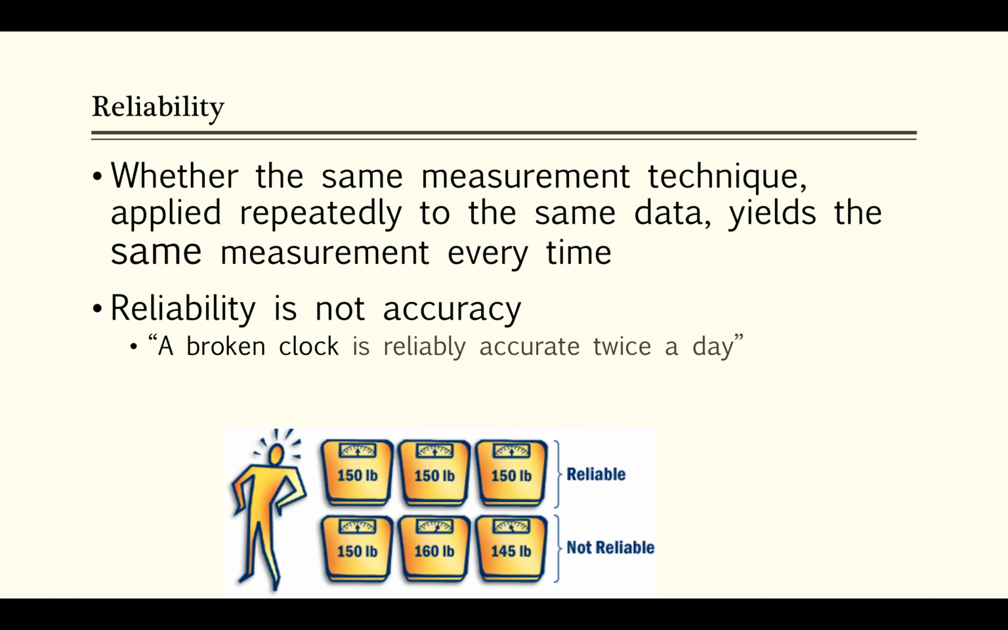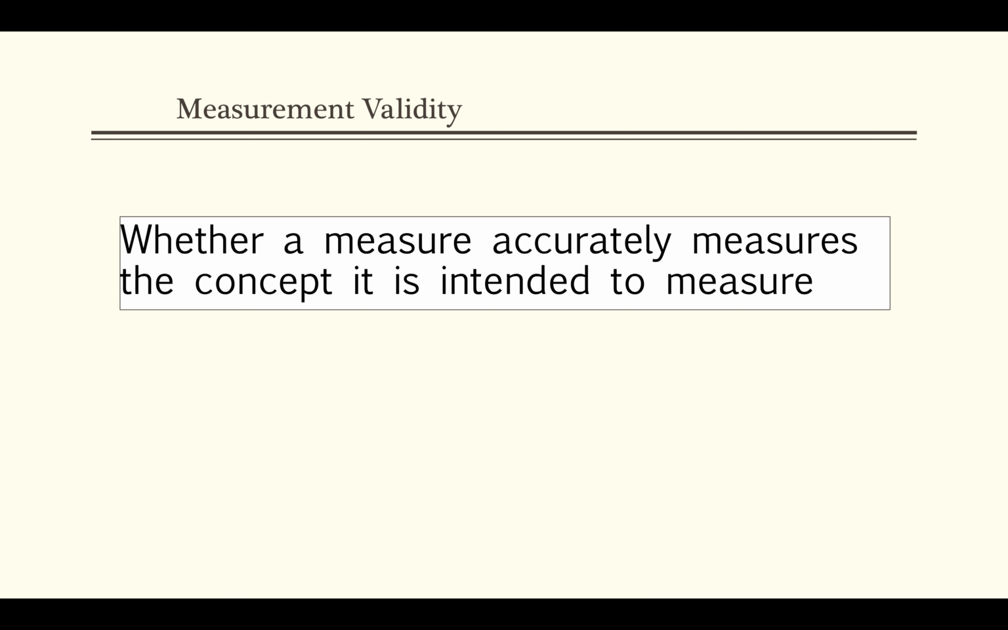There's a clock in the classroom that I regularly teach in that will give you the same answer. Every day at noon, it will tell you it's 1:30. It's reliable. It's not accurate, though. And so reliability is not in and of itself proof that we have a good measurement instrument.